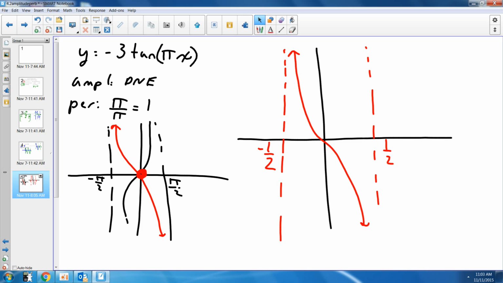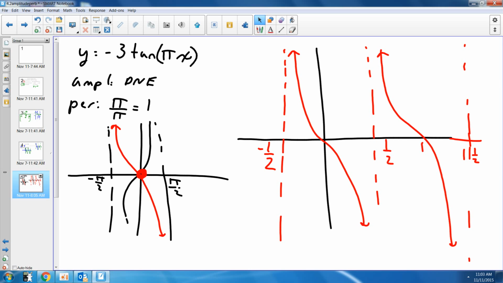And if I were to continue this for 2 complete cycles, I would add one period to 1/2 and get 1.5 or 3/2, draw on another asymptote, do the same exact pattern as that one. And this would be 1 at that intersection.